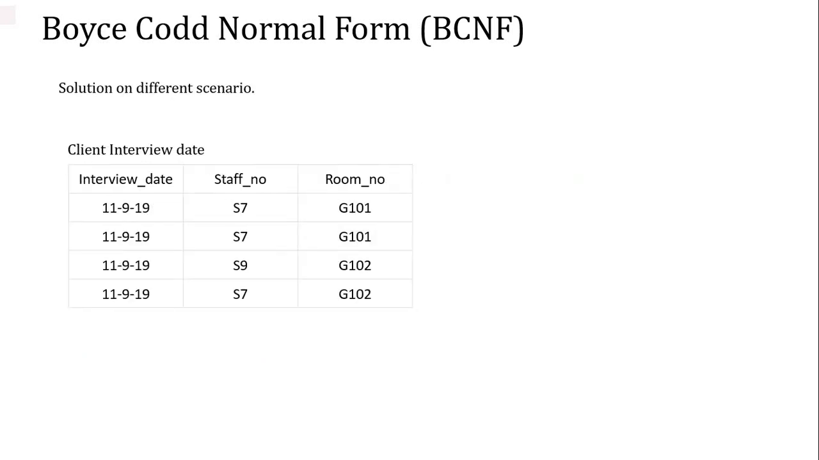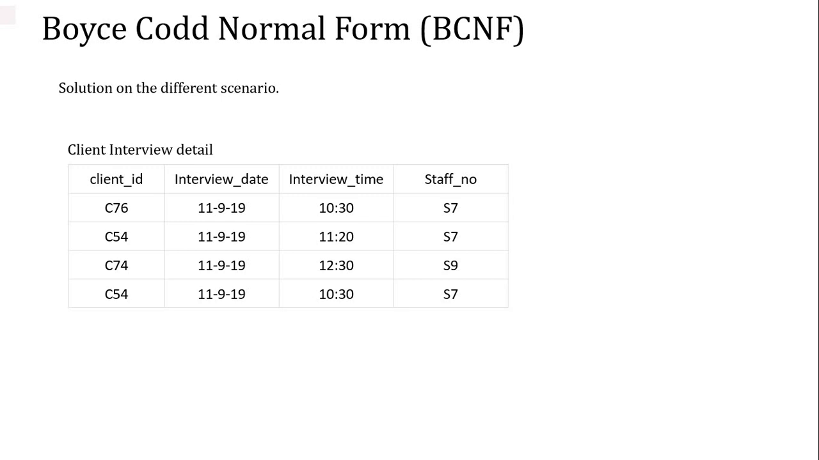So what will be the solution here? In this table, the interview date, staff number and room number, we are taking these things, that is one table. So here interview date is the primary key, so it is maintaining all the rules. And in this table, client interview details, we are taking primary key as the client ID, interview date and interview time, because it is a candidate key. A candidate key can be a primary key.